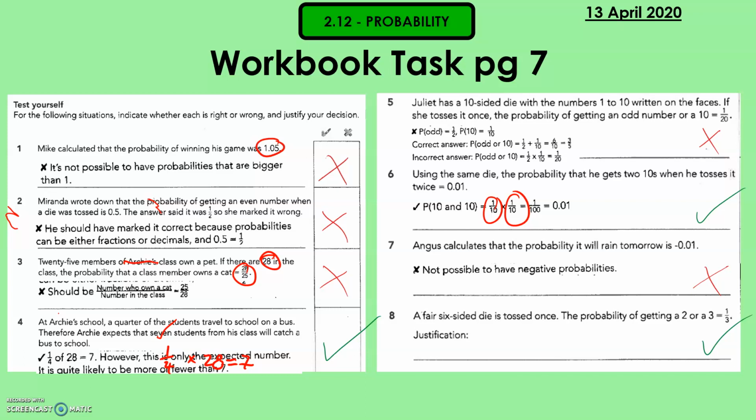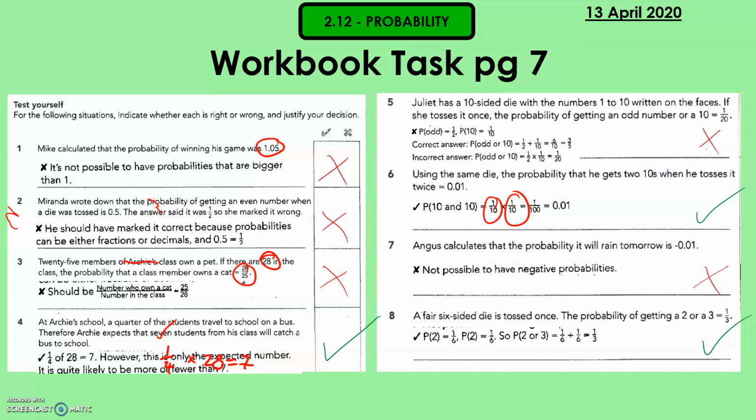Number 8, a fair six-sided dice is tossed once. The probability of getting a 2 or a 3 is 1/3. That's correct, and it's because the probability of getting a 2 is 1 out of 6, and the probability of getting a 3 is 1 out of 6. So the probability of getting one or the other, we end up with 2 out of 6, which is equal to 1/3. So, well done to that.